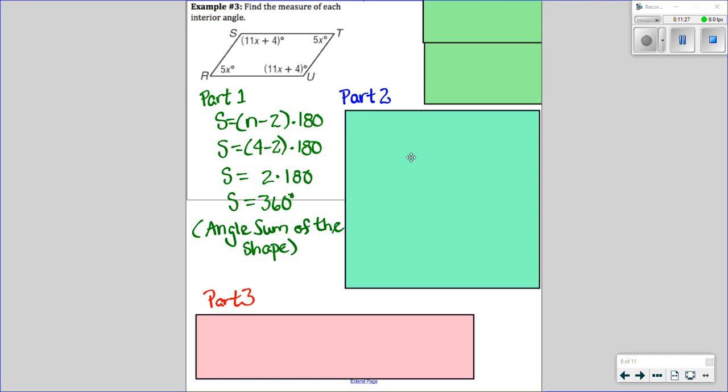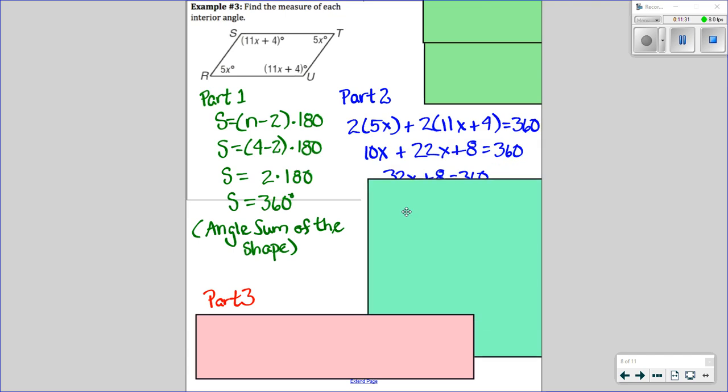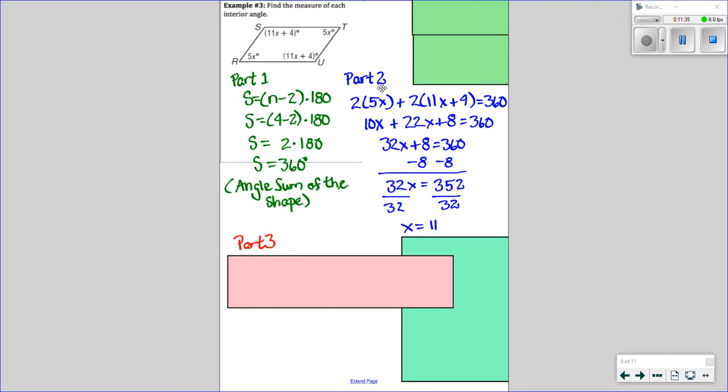Part 2, we need to find x. So we're going to put all these together. There's two 5x's, so there's 2 times 5x plus 2 times 11x plus 4 equal to 360, because we know that inside has to be 360. We do all the work, and then we find it to be 11.